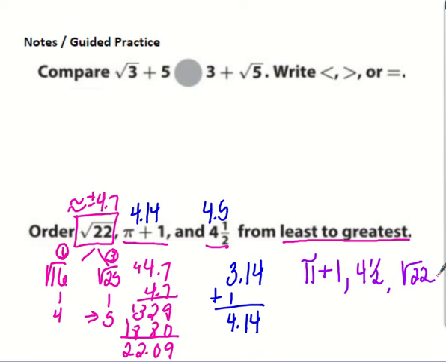So should we make a rule right now that if we're ordering, we're only looking at the positives? Yeah. Okay.